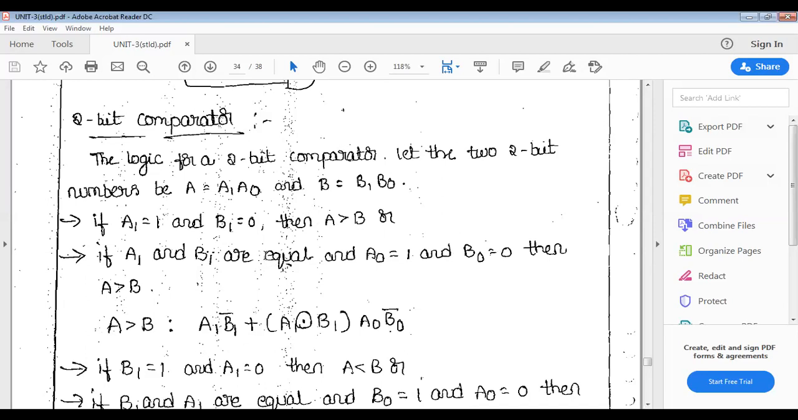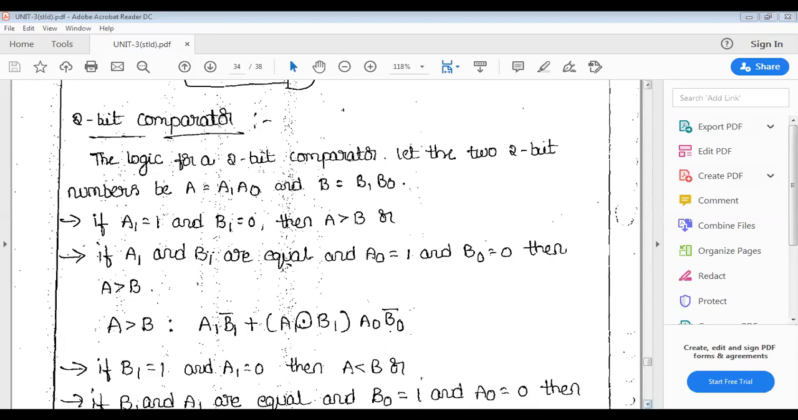So using these, we write one expression, the Boolean expression. A greater than B means A1 uncomplemented, B1 complemented, A1 B1 bar, plus, otherwise, if these two are equal, you can use exclusive NOR, A1 exclusive NOR B1, then comparing the other two bits, A0 and B0 bar. A0 is uncomplemented, 1 value, and B0 bar is 0. So A is greater than B.